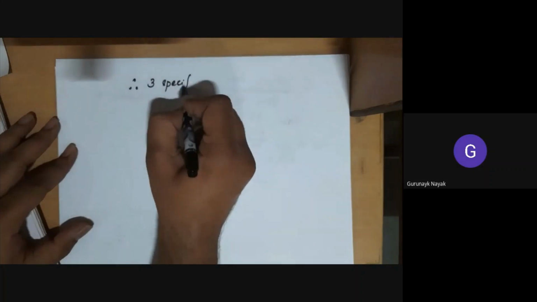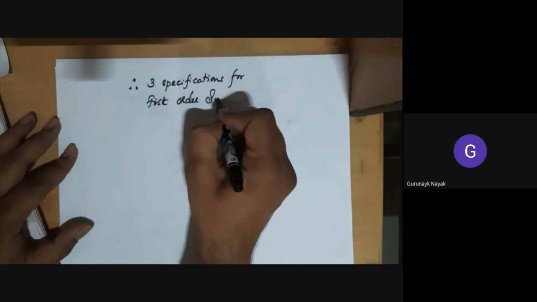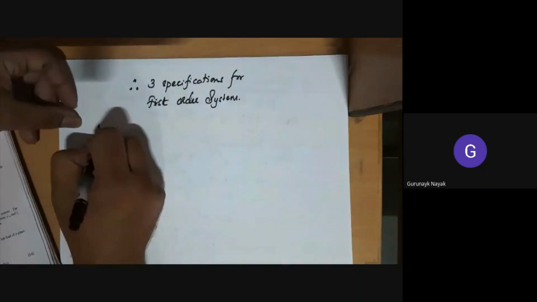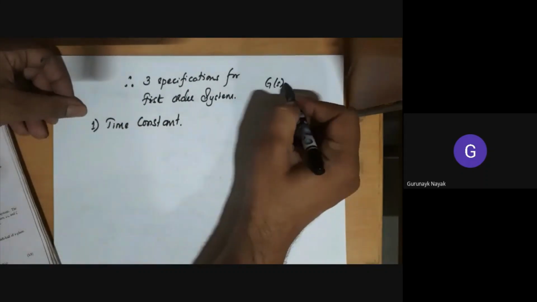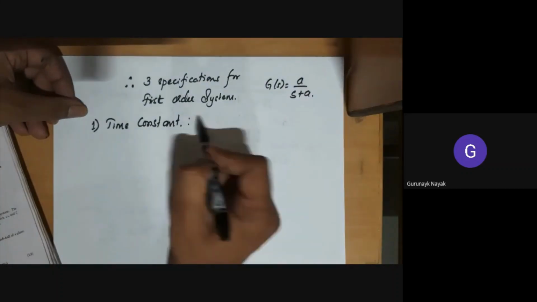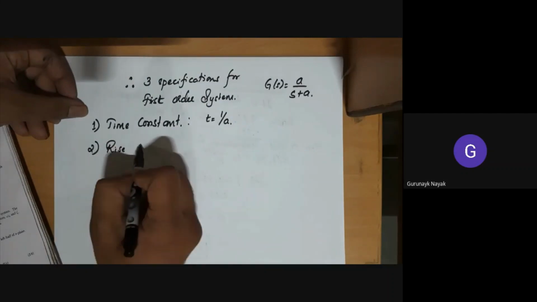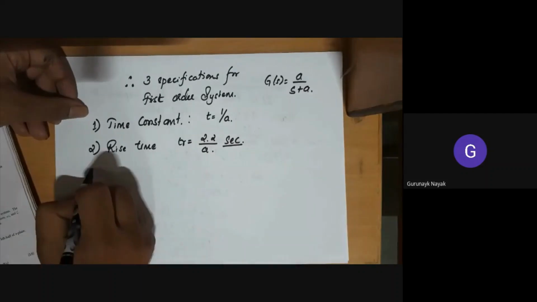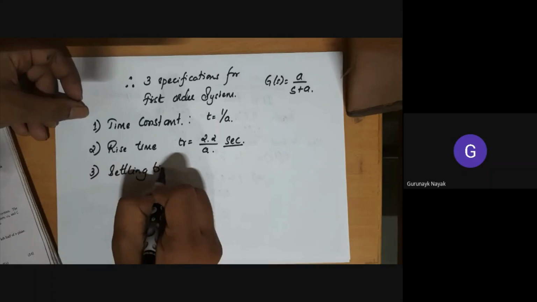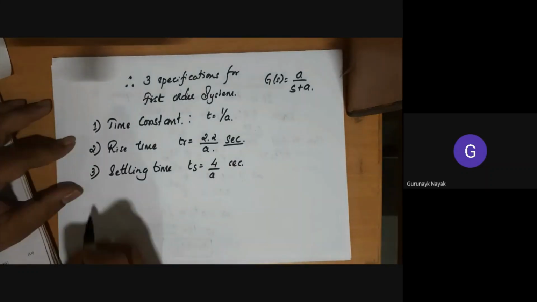Fine. So these are very simple. How to derive the formula should start from here. If you know the concept clearly, you can put mathematics easily. So finally, we have three specifications for the first order system. First one is time constant. Second one is rise time. And the third one is settling time Ts, which is equal to 4 divided by a seconds.